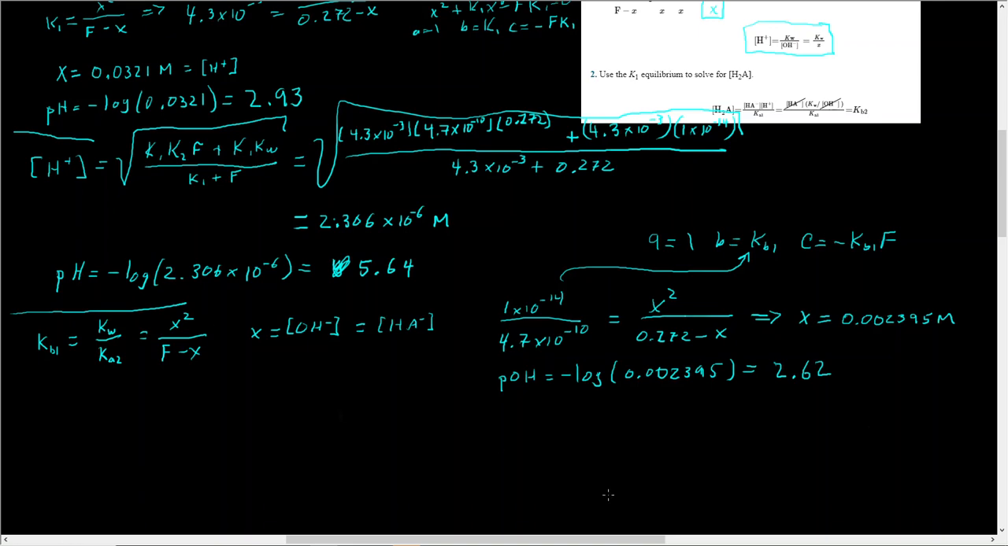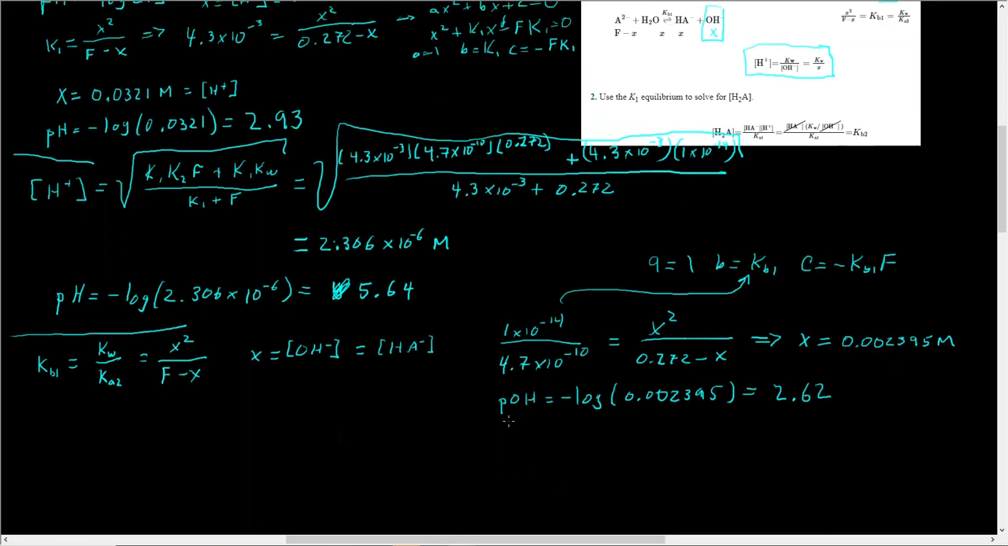Our question was asking for the pH though, so we're going to use our friend that pH plus pOH equals 14, or pKw. It always equals pKw, but pKw is equal to 14 when you're at 25 degrees Celsius. And so we just need to solve this equation for the pH. So that's going to be 14 minus the pOH, and then we just plug and chug. So 14 minus 2.62.